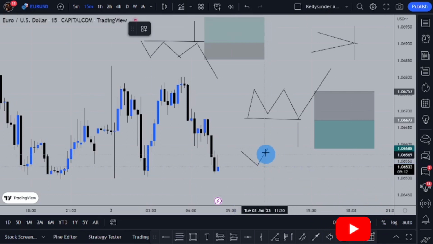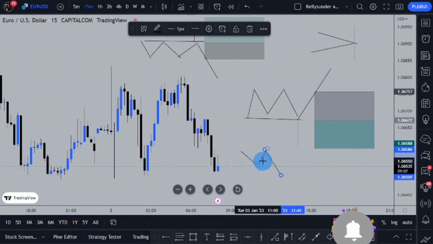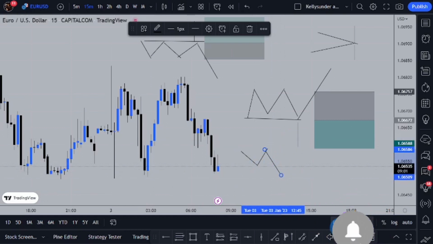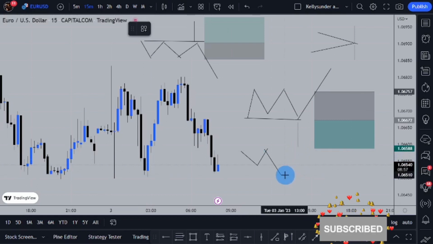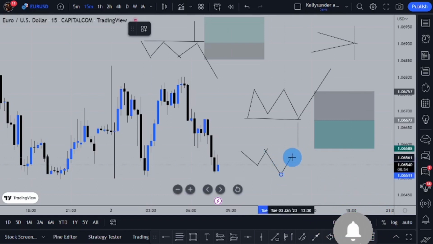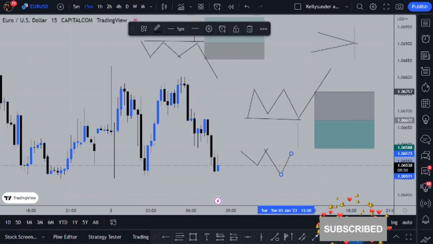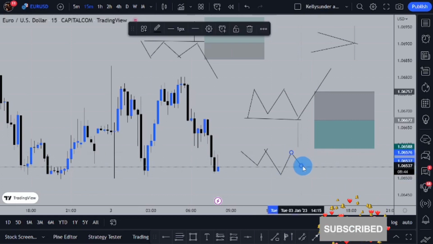Price ends up making a lower low. So many people are like, break of structure, let us sell, but they end up seeing price going back up to the neckline. Please, my art is not really the best, just bear with me. And they end up seeing price coming down again lower here, but it's not going to break the lows now.